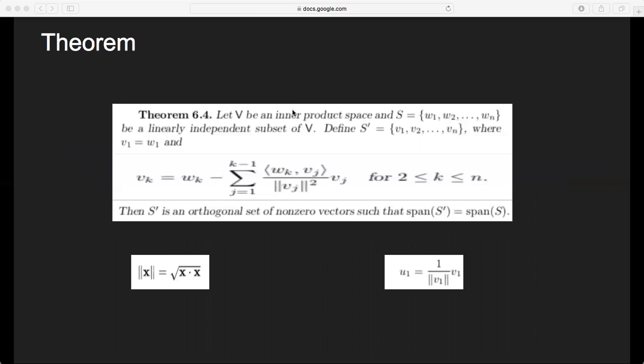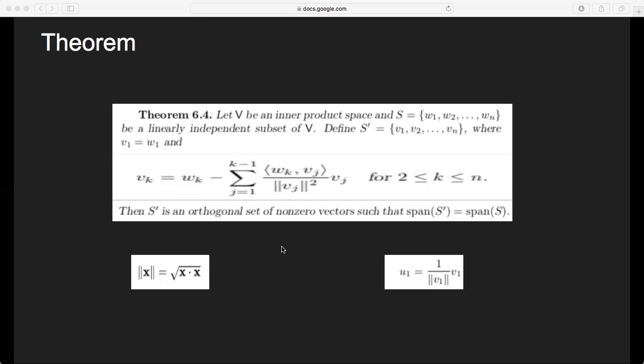So a quick theorem. This is theorem 6.4 out of the textbook in chapter 6.2. We let V be an inner product space and S equal to W1, W2 all the way to Wn be a linearly independent subset of V. We define S prime equal to V1, V2 all the way to Vn, where V1 is equal to W1 and Vk is equal to this formula here for 2 less than or equal to k less than or equal to n.